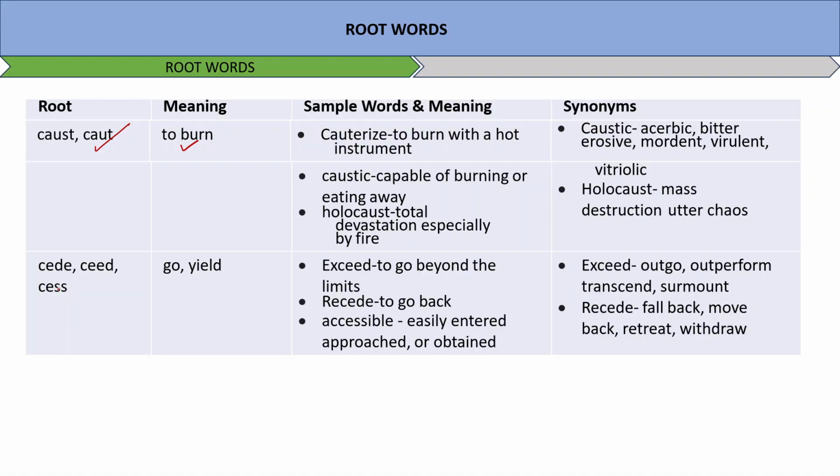Now the next root is CEIV. Ceiv here means to take. Accept, to take a thing that is offered. Perceive, to take notice of something. Receive, to take something given. Again, perceive also means comprehend, understand.